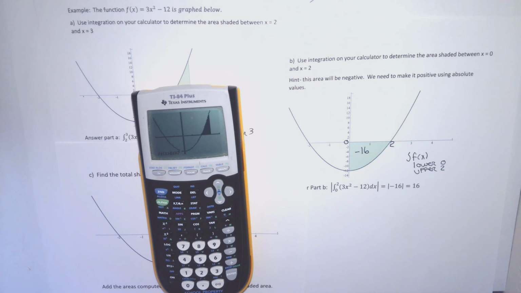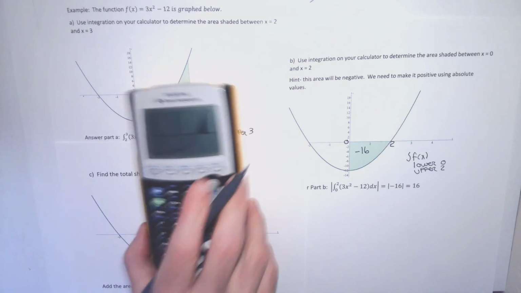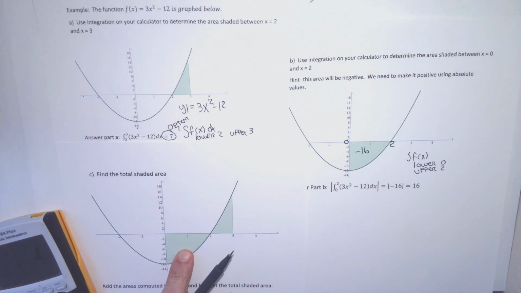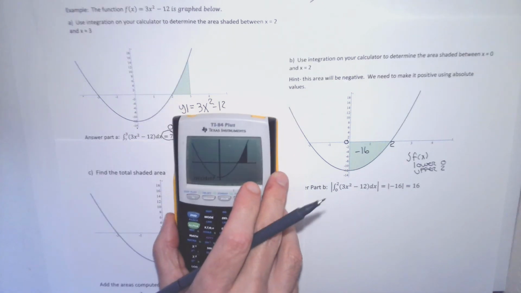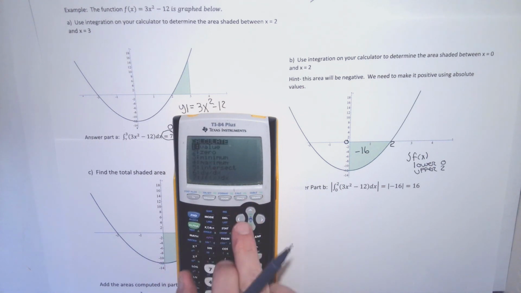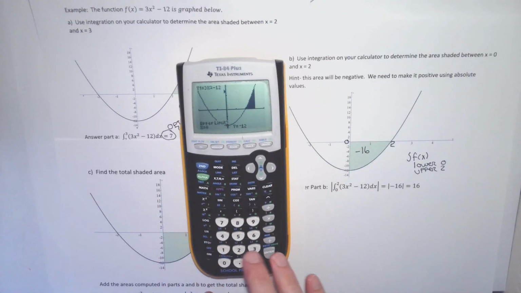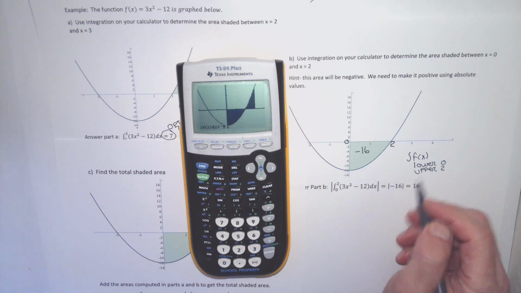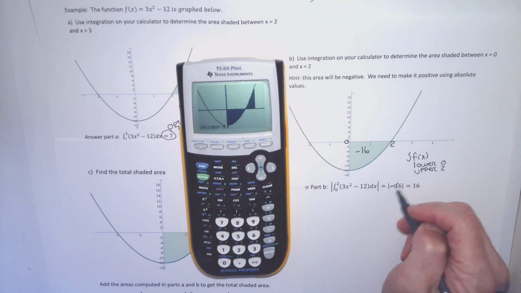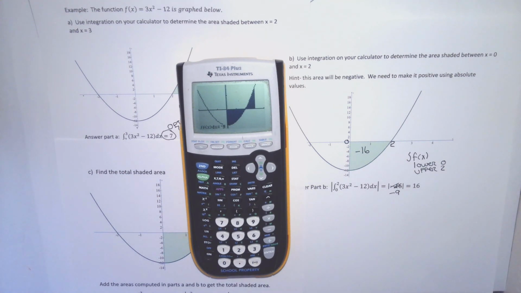If I wanted a net area, the net area of these two things would be negative because there's more region shaded below the graph than above the graph. But since I want a gross area, I'm going to make that positive. So second calc, go down to option 7, start at 0, end at 3, and it gives me negative 9. I don't know why I have negative 16 here. I should double check this. I don't want to do it by hand. Did I do something right or wrong?